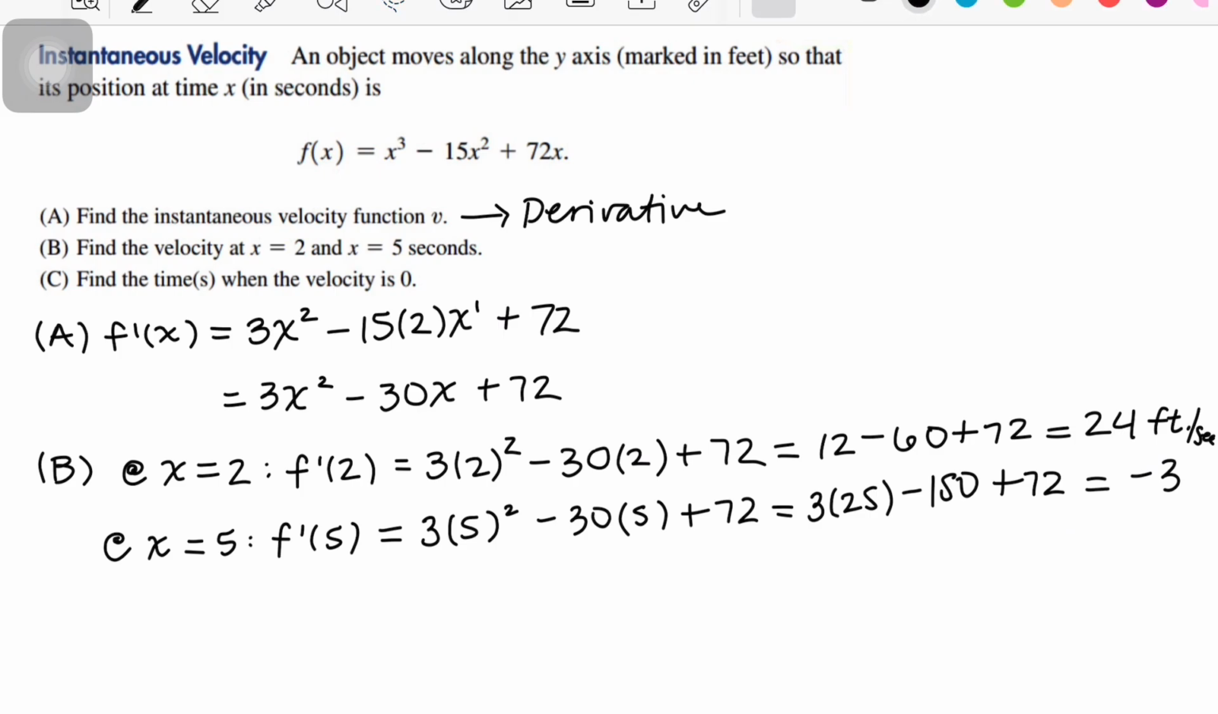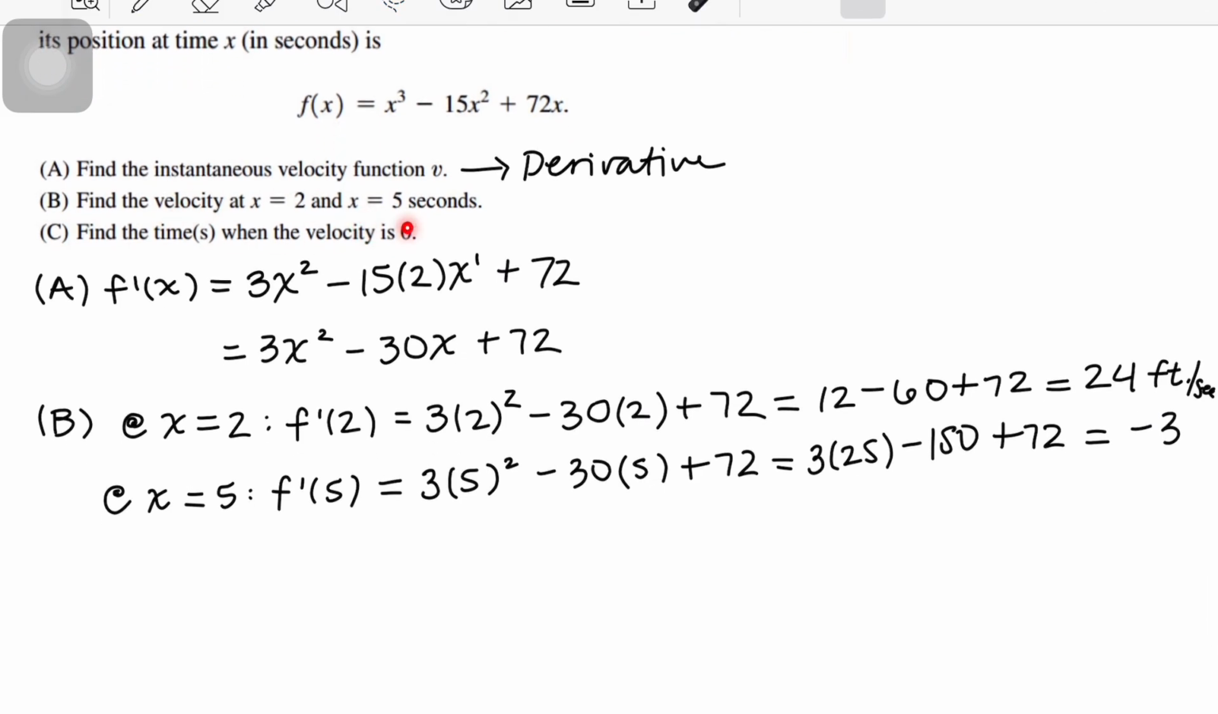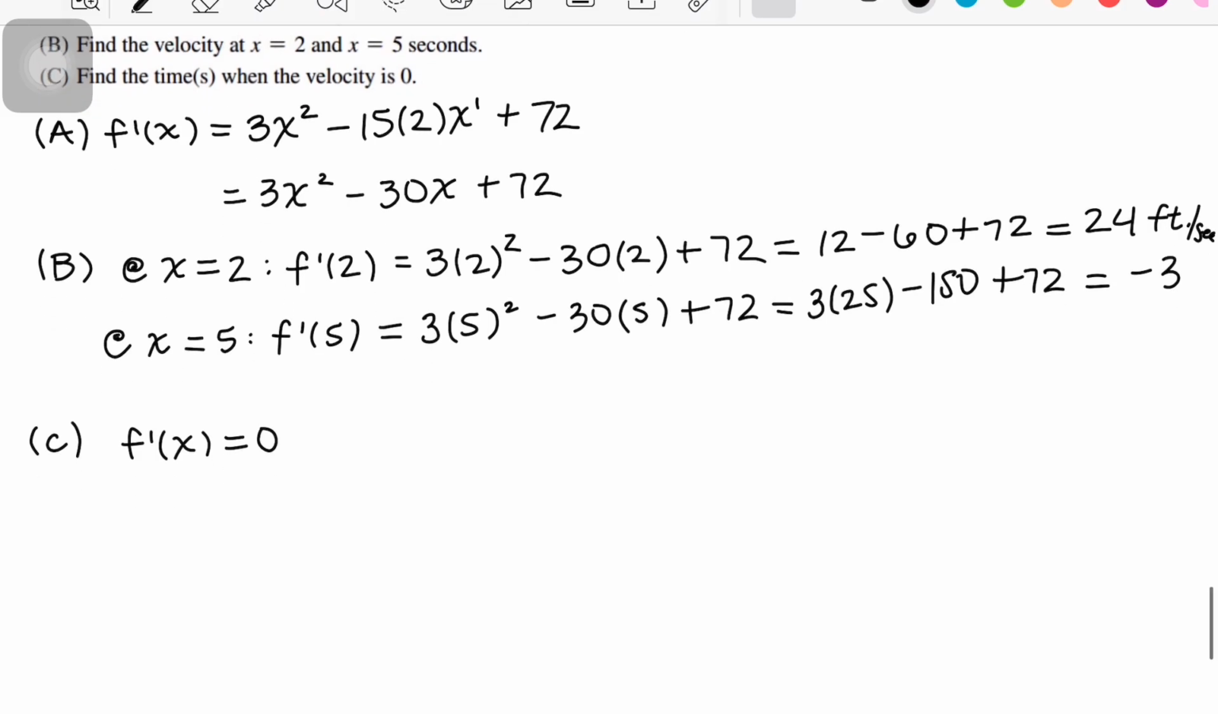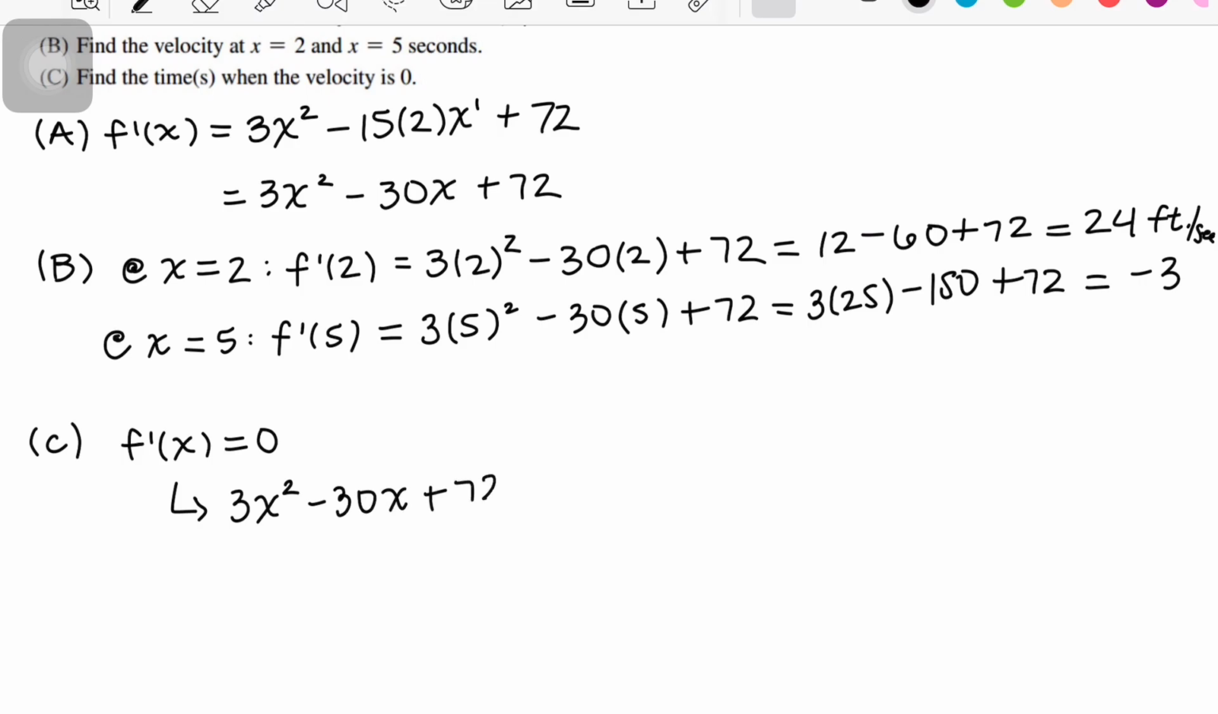All right, and then lastly, we want to find the times when our velocity is equal to 0. So we know from part A that our velocity is given by our derivative here, so we're going to find when our velocity is equal to 0, aka when this function is equal to 0. So we'll set our function equal to 0, and then we can just factor.